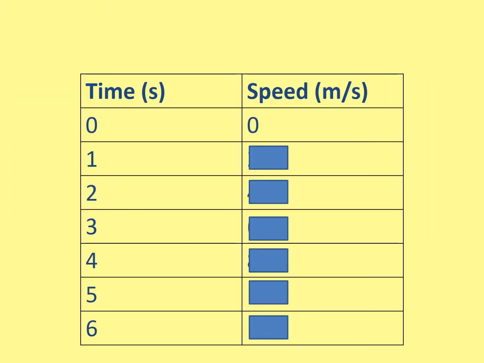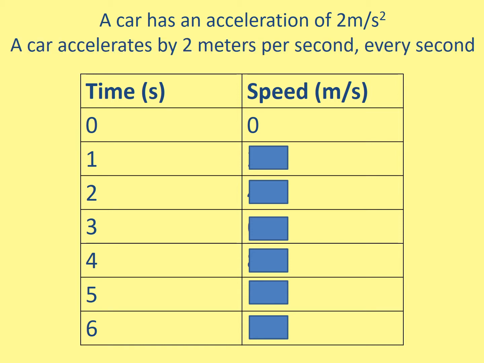Let's have a look at an example then. A car has an acceleration of 2 meters per second per second. Now what that actually means is a car accelerates by 2 meters per second every second. So a car increases their speed by 2 meters per second every second.